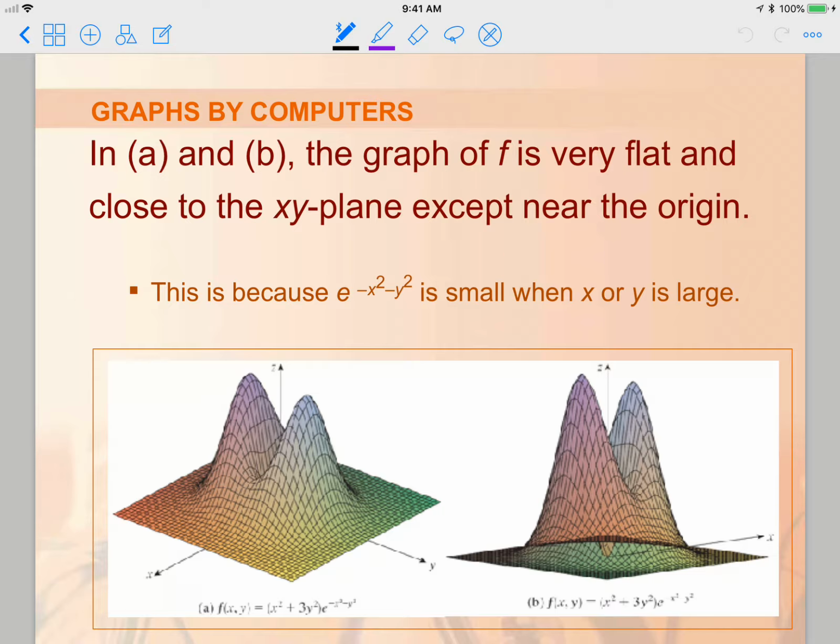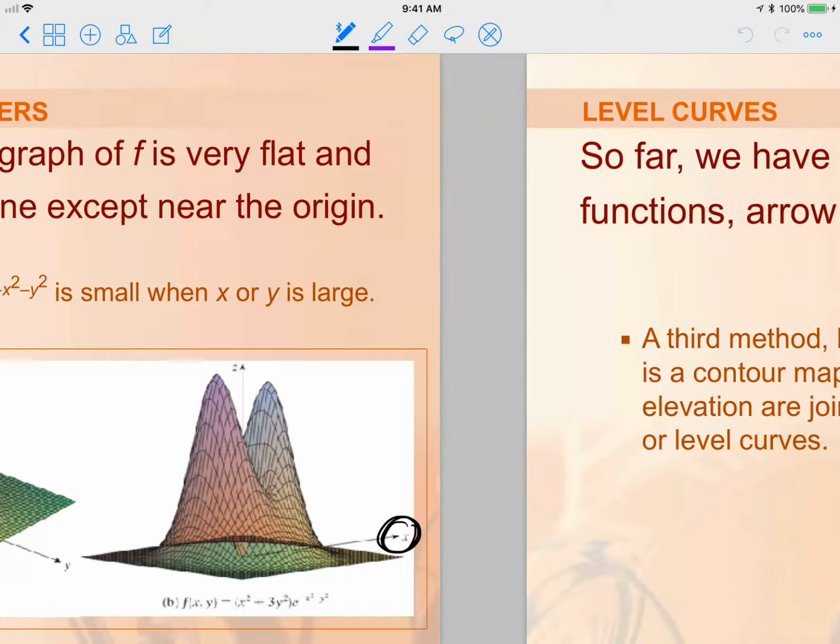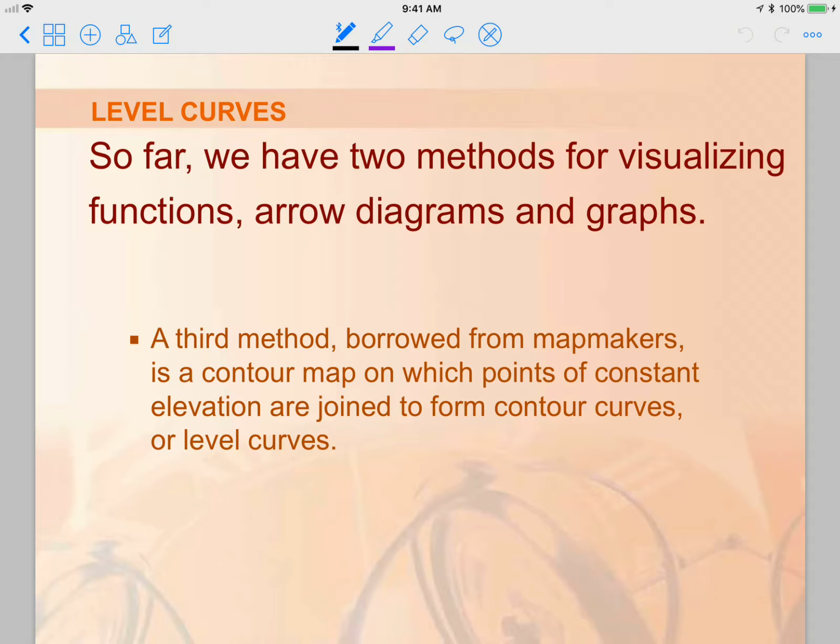Okay. So notice here that the x-axis is to the right, whereas here the x-axis is to the left. So you're really looking at it from different vantage points to get an idea. Okay. And the next thing we'll talk about when we come back is another method for visualizing functions, which is called level curves.